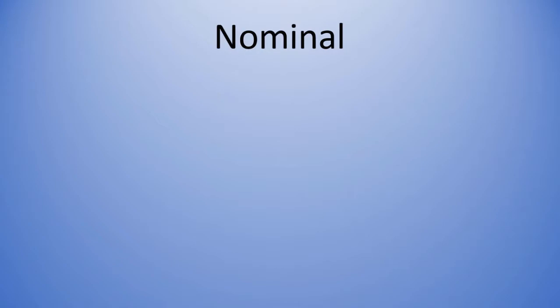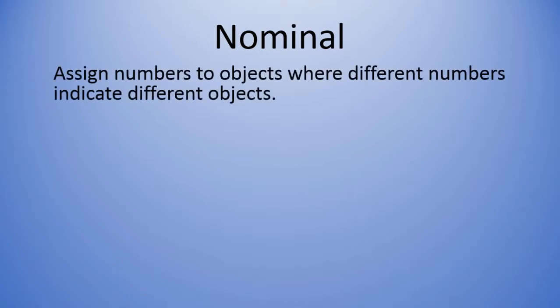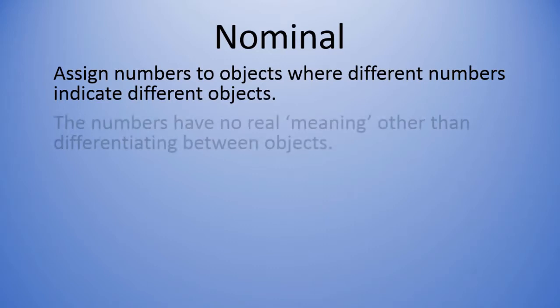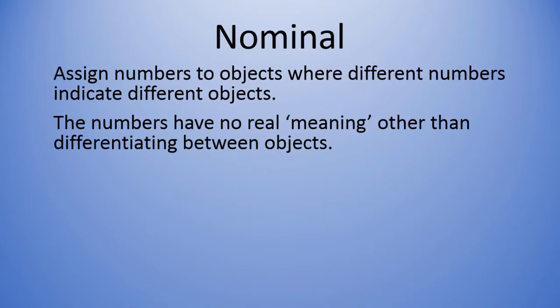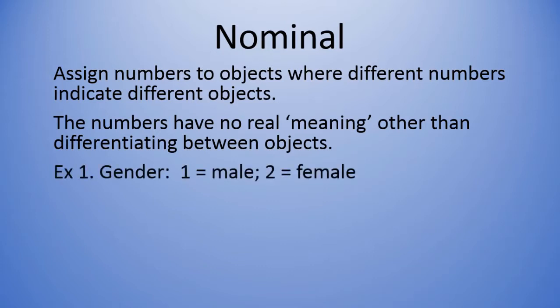First, we'll take a look at nominal. Now, in a nominal scale of measurement, we assign numbers to objects where the different numbers indicate different objects. The numbers have no real meaning other than differentiating between objects. So as an example, a very common variable in statistical analyses is gender, where in this example, all males get a 1 and all females get a 2.